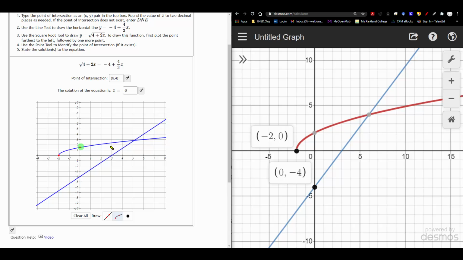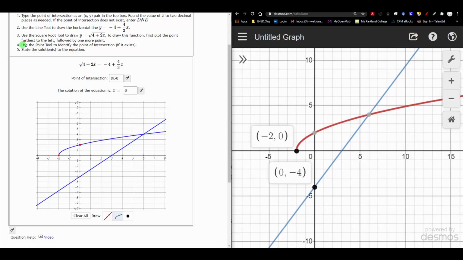So you can get a second point from anywhere. Right? So we have another point right here. This is the y-intercept for the square root function, so 0, 2. So I'm going to click on 0, 2, and then it sets my square root function. Okay, so now I've got the square root function graphed. I've got the line graphed.